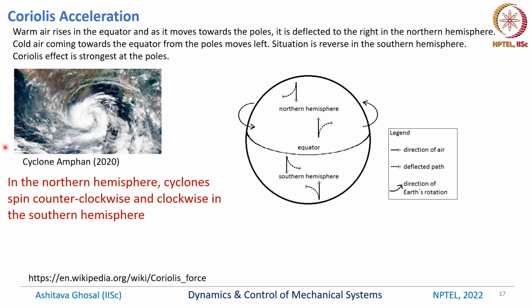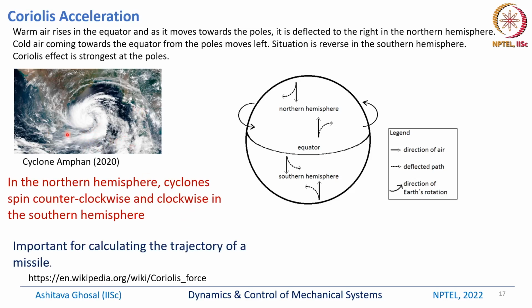So this is a cyclone which hit India in 2020. Its name was Amphan. This is a picture of that cyclone very close to the Indian coastline. Okay, and you can see it is rotating in a counterclockwise direction. Not shown here, but there are pictures of cyclones in the southern hemisphere which rotate in the opposite direction.